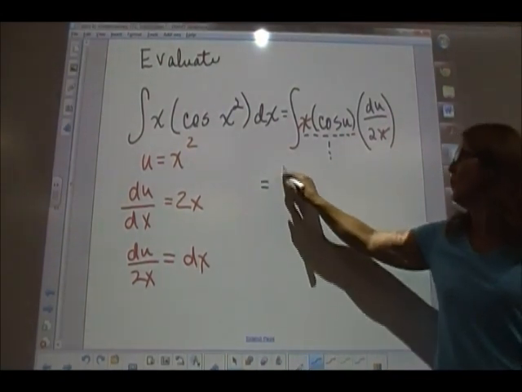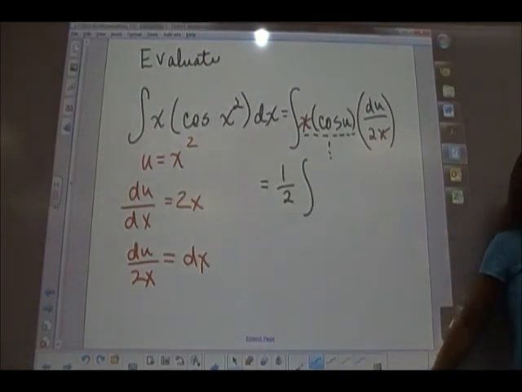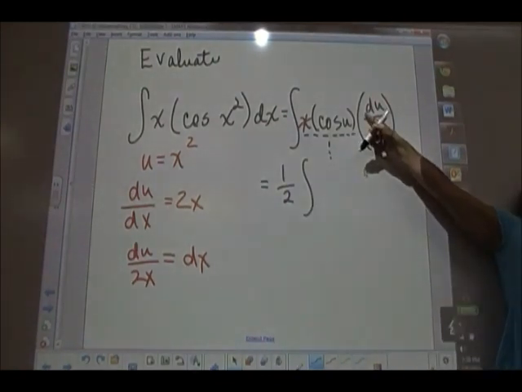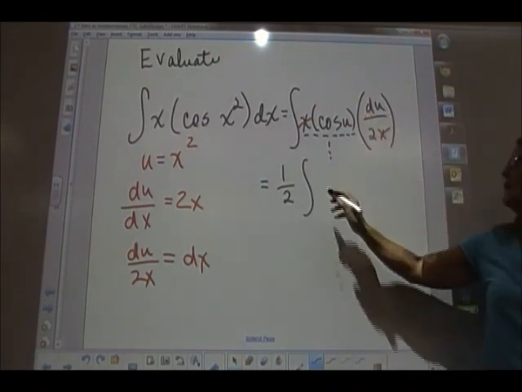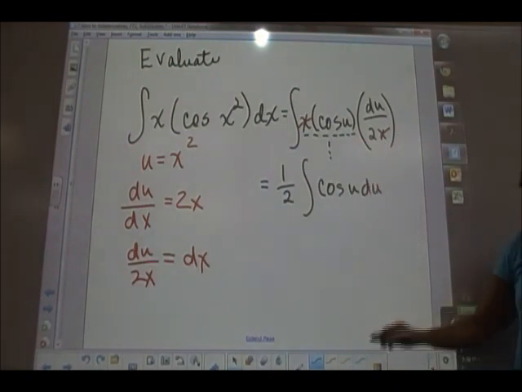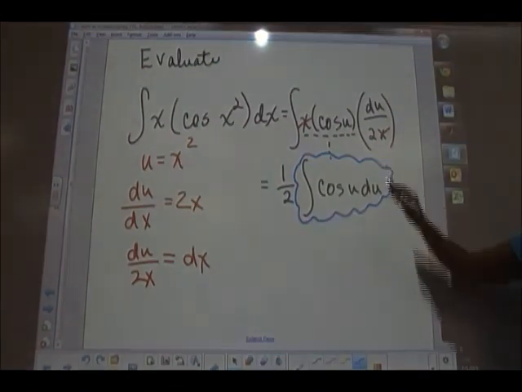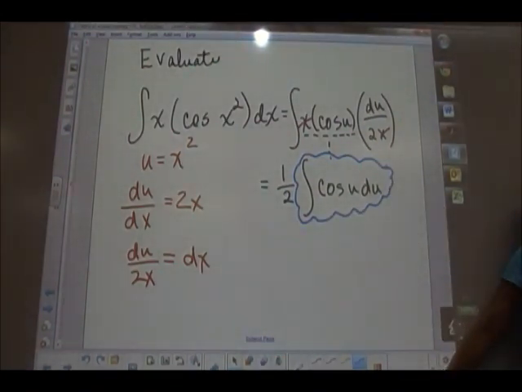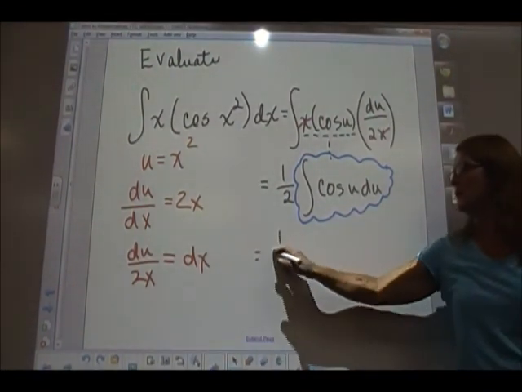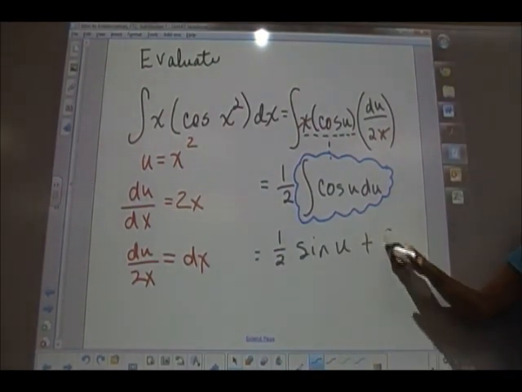We'll have a 1/2. Everybody see where he's getting the 1/2 as the constant? The 1/2 there is an understood 1 right here beside the du. So we've got cosine of u du, and there it is. Look at that. It's right there in front of your face, isn't it? You know the antiderivative of the cosine of u du. It's what? The sine of u. This is an indefinite integral, so I've got to put my plus c.